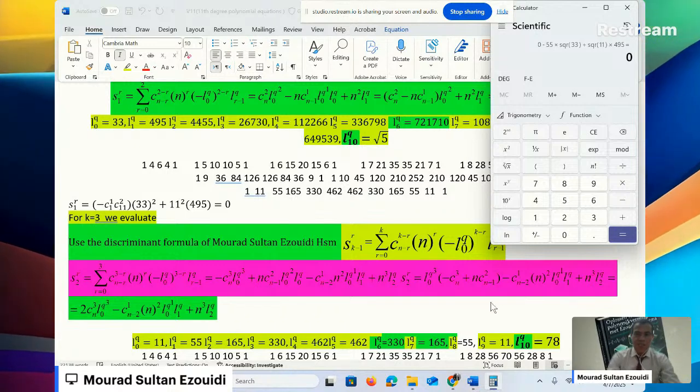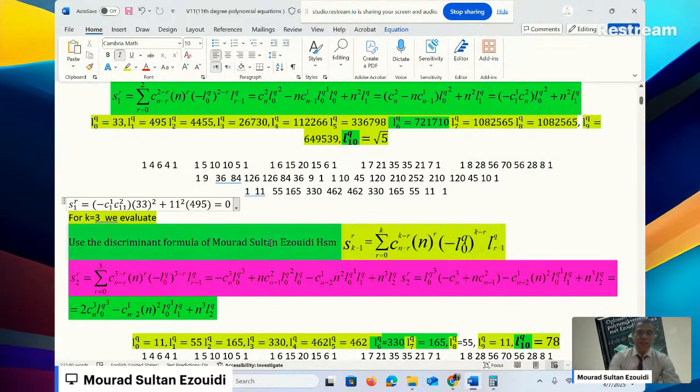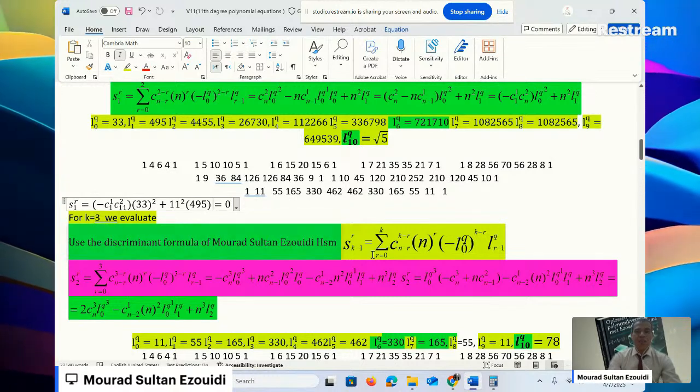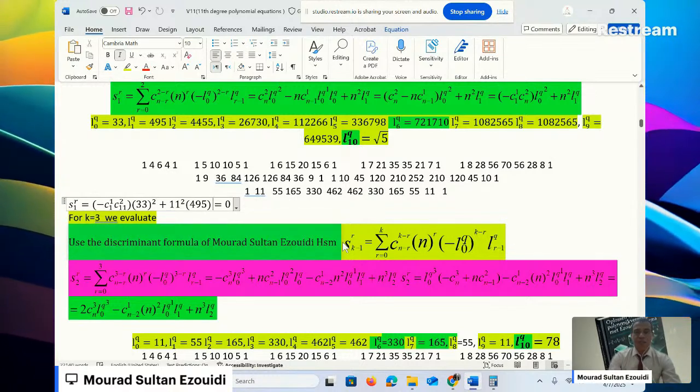We continue, my kids. Now, to find S2, just go and set k equals 3 in the discrete formula of Mr. Mourad Sultan Ezouidi, this one.